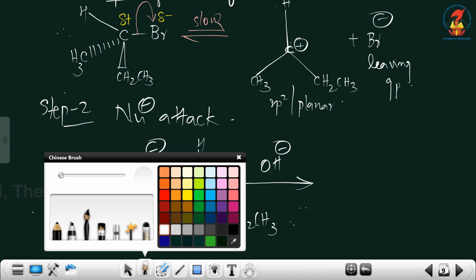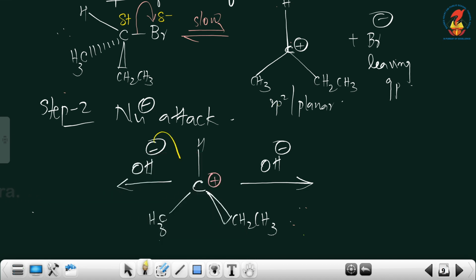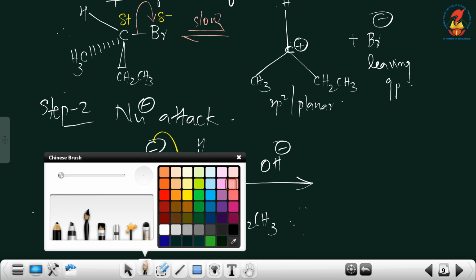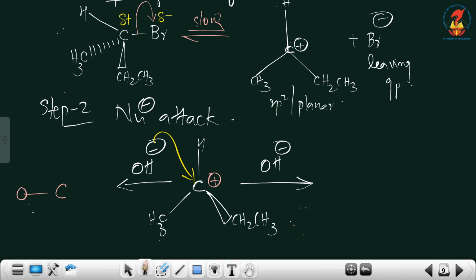If it is attacking from this side, what will be the product? The new carbon-OH bond will be formed in this direction. Here will be the new C-OH bond. The other groups will go back to their original position. They will go back to different planes.